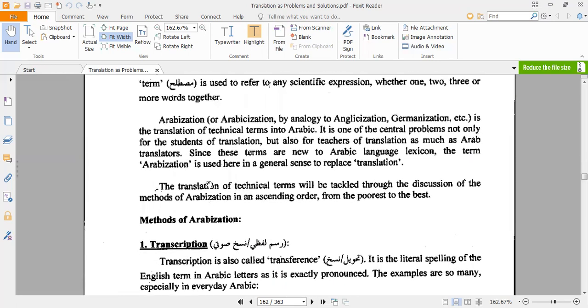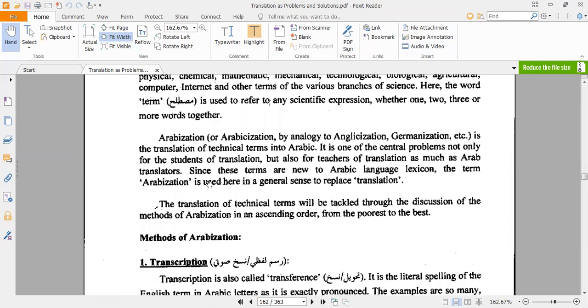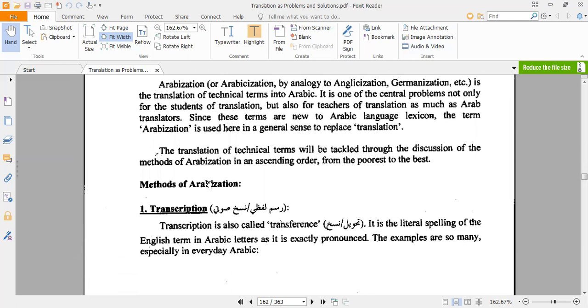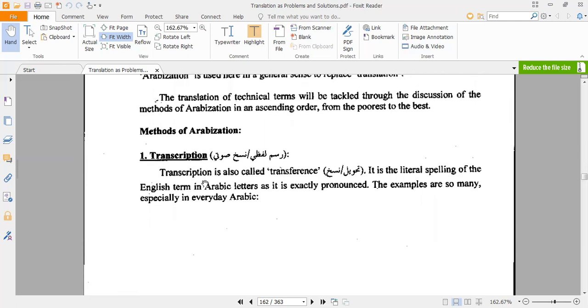Okay, now let us talk about methods of Arabization. The first method is transcription. Transcription in Arabic means رسم لفظي أو نسخ لفظي. It is the literal spelling of English terms in Arabic letters as they are exactly pronounced.